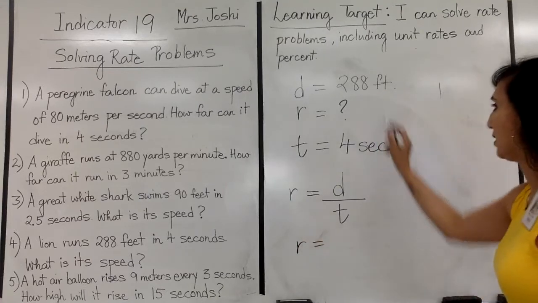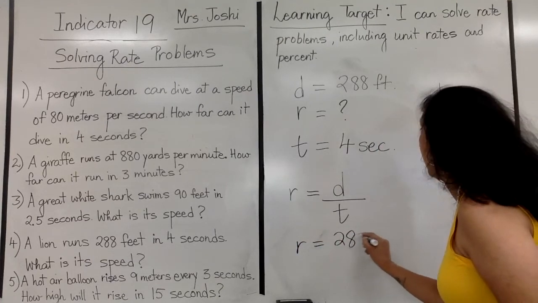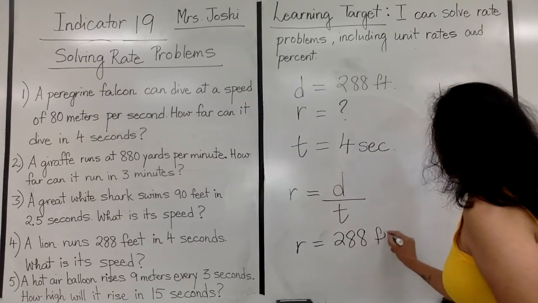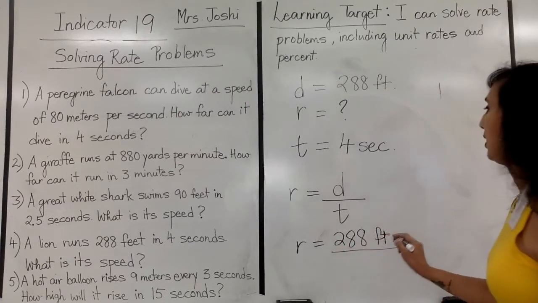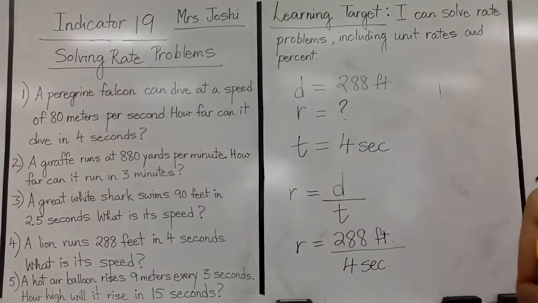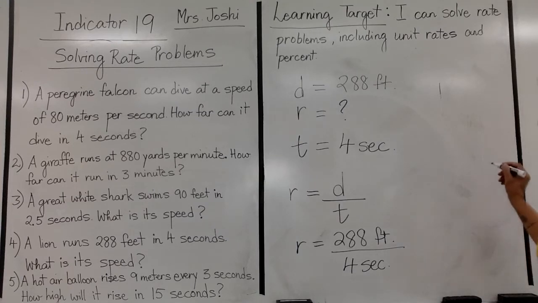Speed is equal to distance, which is 288 feet, and time is 4 seconds. Okay, now simplify it so you can find the unit rate, because that's what we're trying to do, find the unit rate for speed.